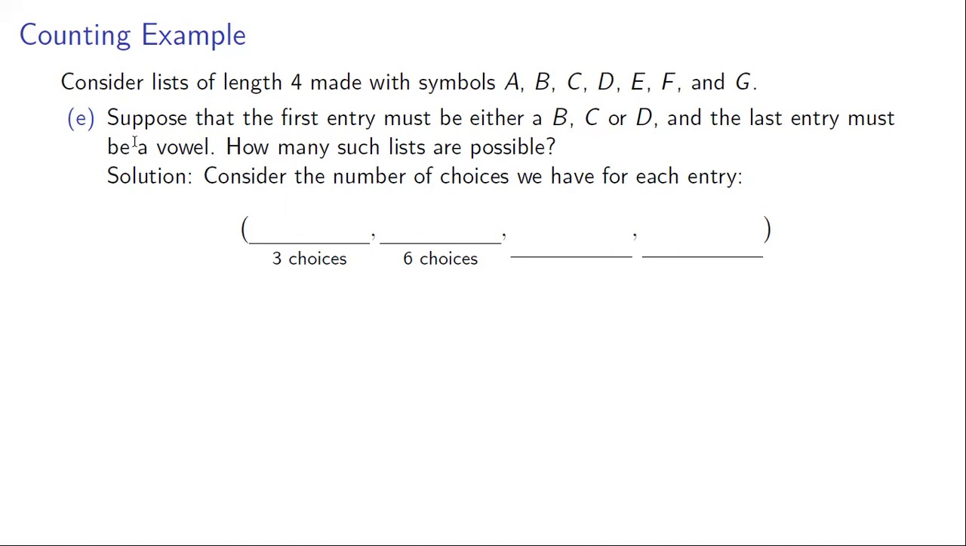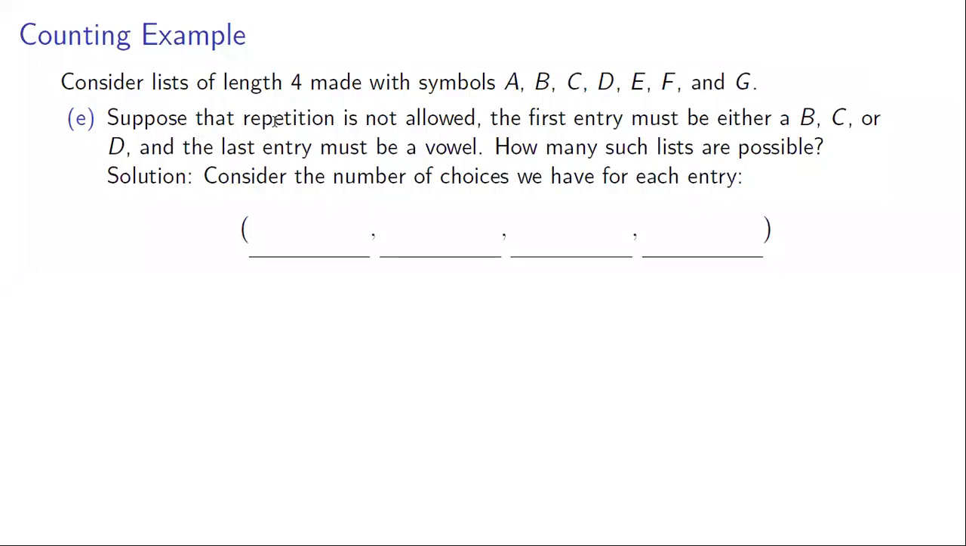Oh, I'm sorry, I was not clear here. The question should state clearly that repetition is not allowed. So let me fix up the question. Suppose that repetition is not allowed. The first entry must be either B, C, or D, and the last entry must be a vowel. Again, consider the number of choices we have for each entry. For the first entry, it has to be B, C, or D, so we have 3 choices. For the second entry, it would seem we have 6 choices because it could be anything except for what we chose for the first entry. And the next entry should have 5 choices.